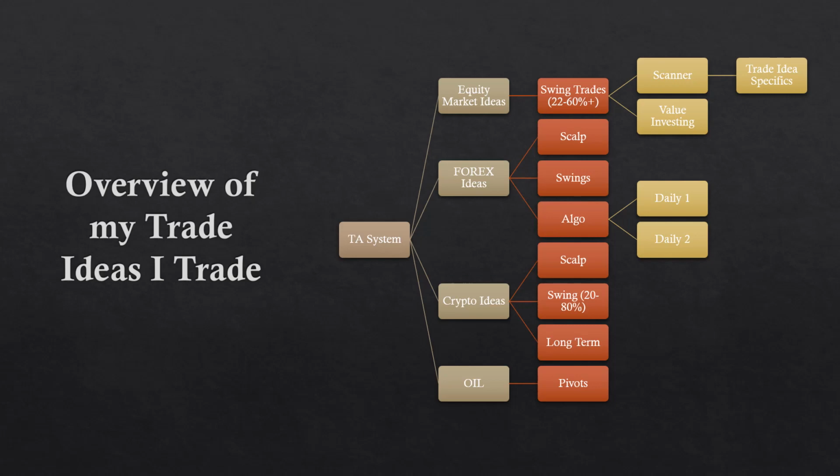I look for specific points that are high probability trades, and then I trade those markets in a couple different ways. I express that trade in a couple different ways. But in this video, I probably won't do an example from oil. It'll primarily be equity, Forex, and crypto.